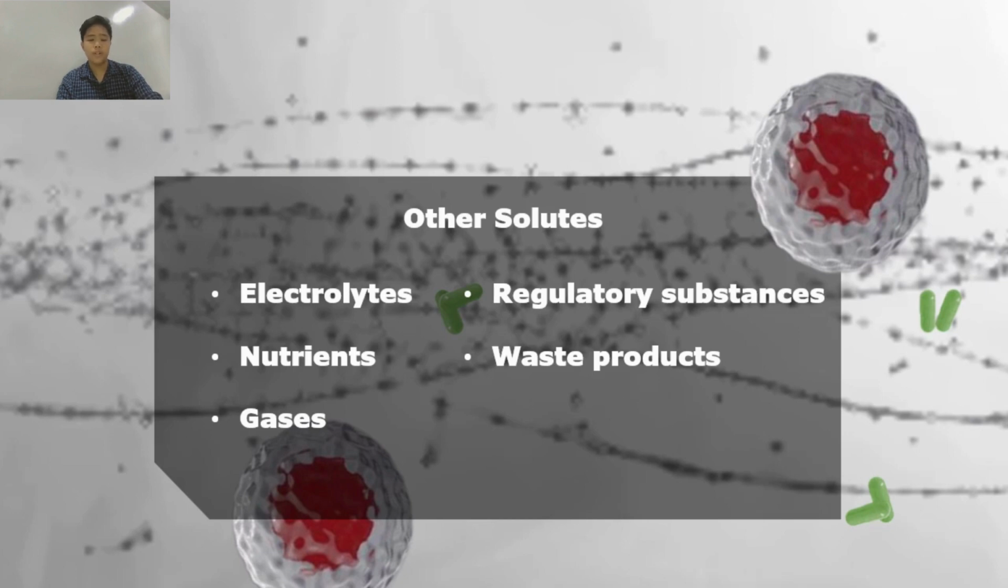Gases are also important, such as oxygen, which is required for cellular activities, and carbon dioxide, which is involved in the regulation of blood pH levels. Regulatory substances such as enzymes and hormones help maintain the body through catalyzed chemical reactions and metabolism, respectively. Then we have waste products like urea, ammonia, and bilirubin, which are transported by the blood for excretion. And that is it for plasma.